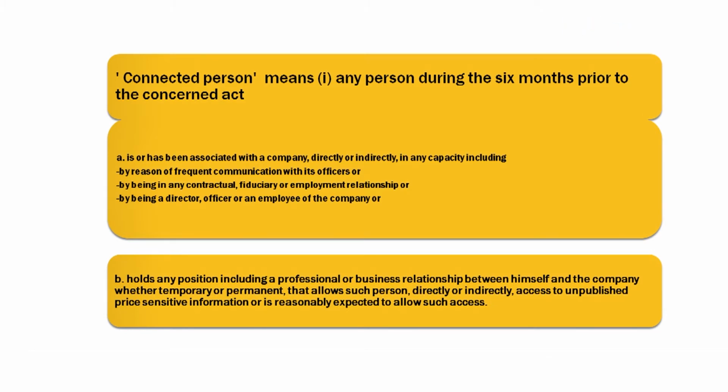Now, the second part of the connected person definition says that he may be a connected person if he holds any position including a professional or business relationship between himself and the company, whether it is temporary or permanent, and that allows such person directly or indirectly access to unpublished price sensitive information, or he is reasonably expected to have such access to unpublished price sensitive information. So, again we see that the scope of the definition of connected person has been enlarged over here.